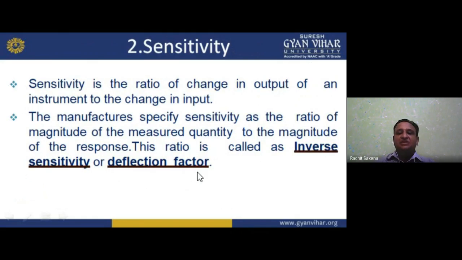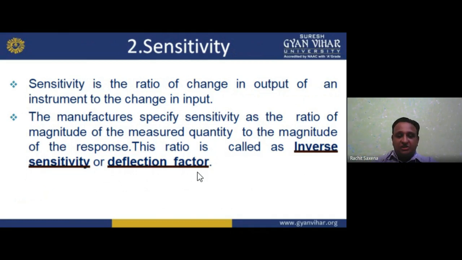Next we have sensitivity. The word sensitivity comes from sensitive or sensitiveness. Sensitivity is the ratio of change in output of an instrument to change in input. If I am changing the input, it gives you the change in output. So that is the sensitivity.